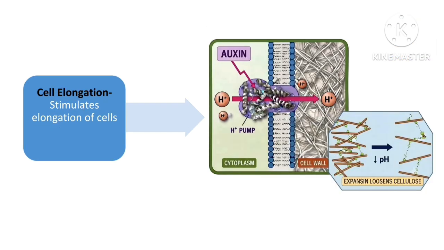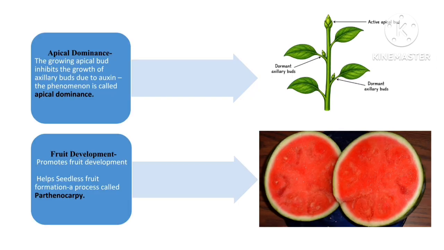And next one is cell elongation. Auxin also promotes elongation of cells. But how? If you want to know this, I can explain it simply in my next video. And next one is apical dominance. The growing apical bud inhibits the growth of the axillary bud. This phenomenon is called apical dominance. This also occurs due to auxin.